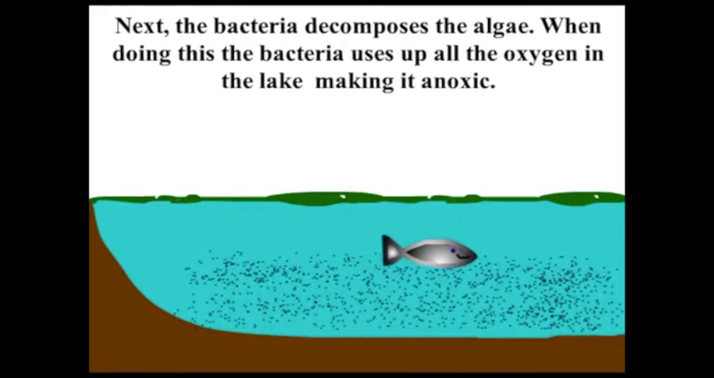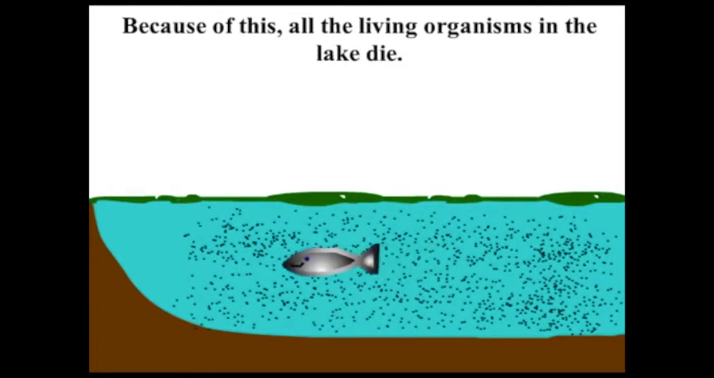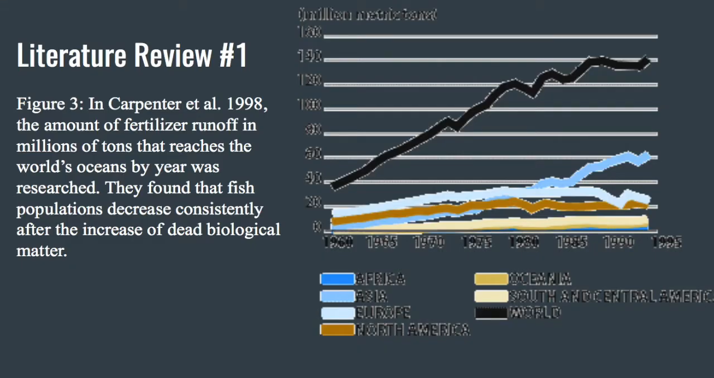Bacteria decompose the dead algae and release carbon dioxide and intake oxygen as they undergo this process. Because of this, all the oxygen in the lake is taken up and all living organisms die. In Carpenter et al. 1998, it was found that the use of fertilizer and other nitrate and phosphate-rich sources directly leads to the increase in algae bloom occurrences around the United States and the rest of the world.